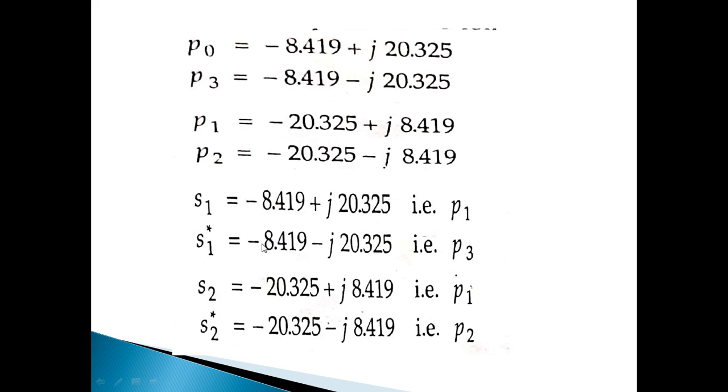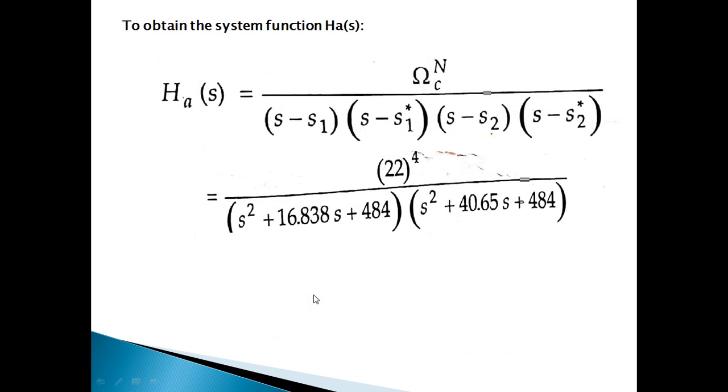So we have complex conjugate poles, right? The poles which come under the left half of the s plane, substitute here in this expression. After simplification you'll get 22 power 4, that is omega c power N, over (s squared plus 16.838s plus 484) times (s squared plus 40.65s plus 484). After substituting s1, s1 star, s2, s2 star and multiplying these, we'll get this expression. So this is the final required transfer function for a Butterworth filter.